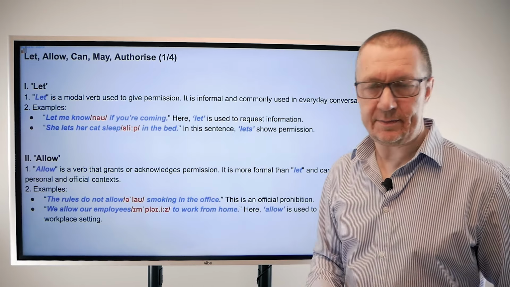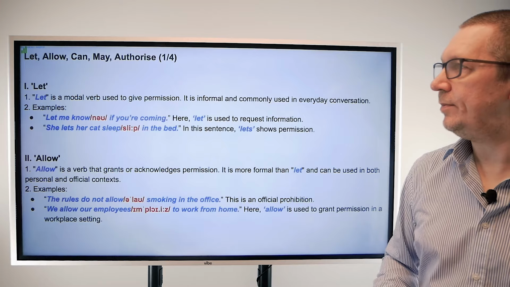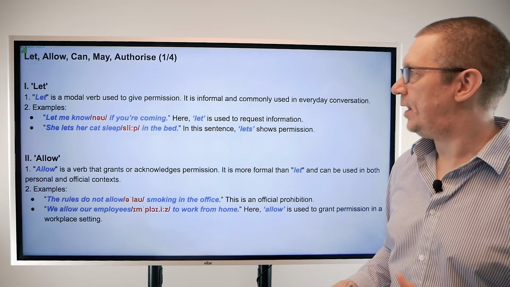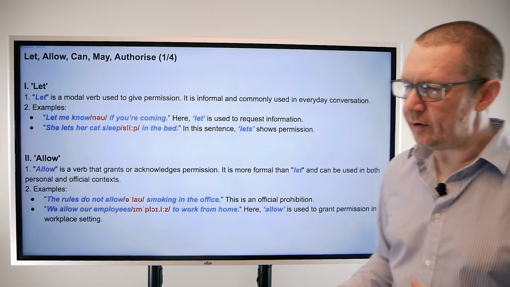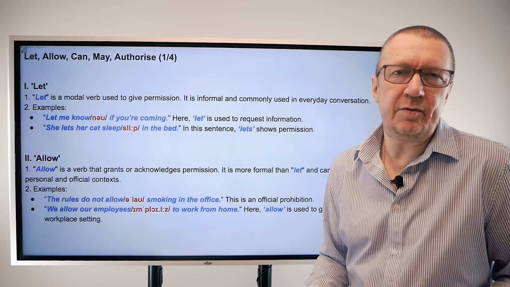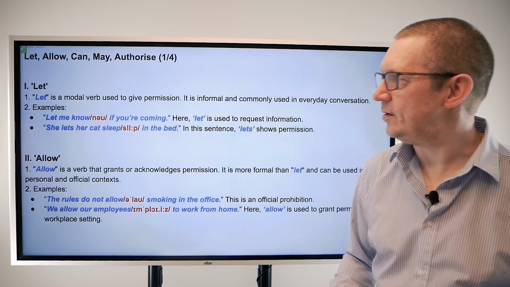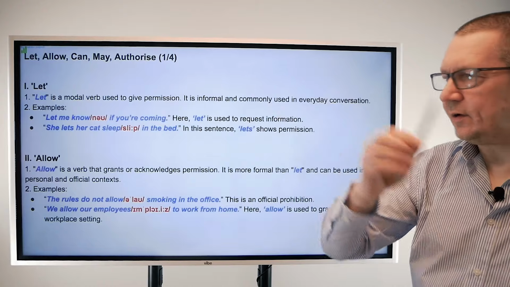The word let. Let is a modal verb used to give permission. It's informal and quite commonly used, so we use it in most everyday conversations. So for example, let's have a look at some examples.